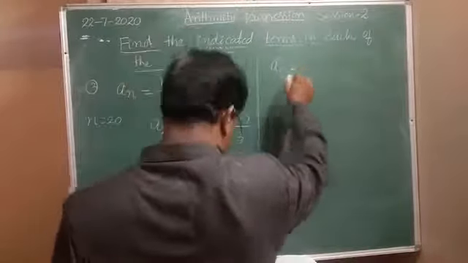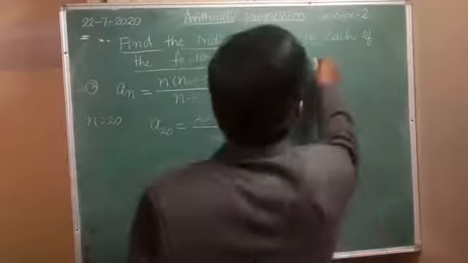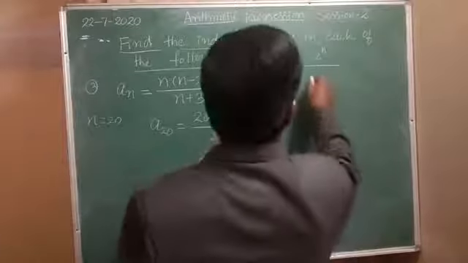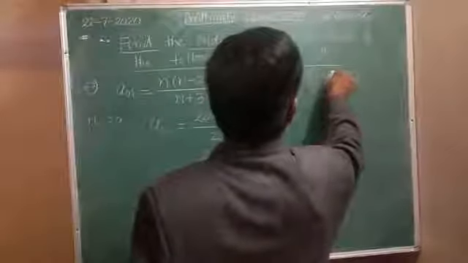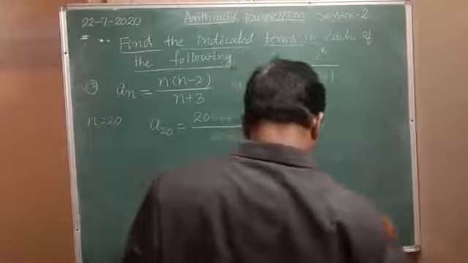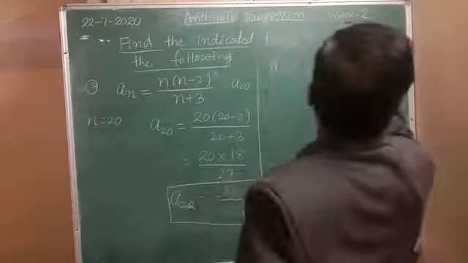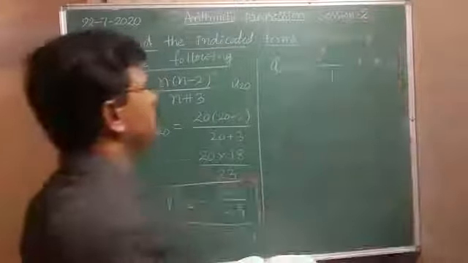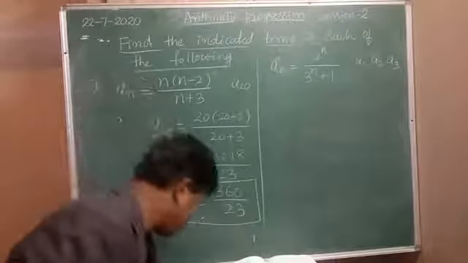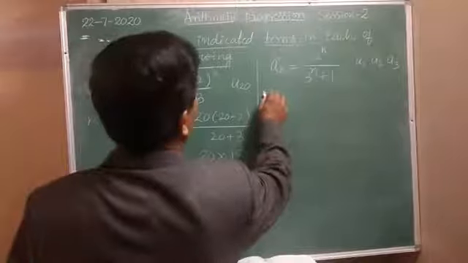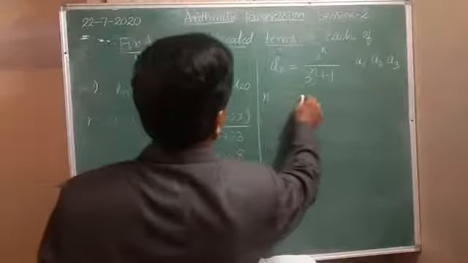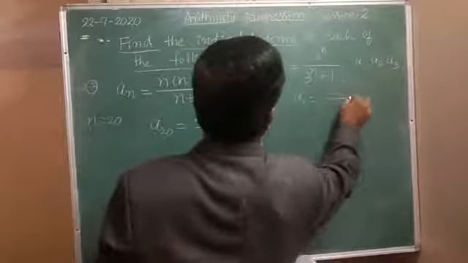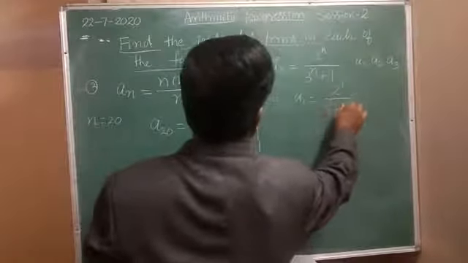An is described by 2 to the power of n by 3 to the power of n plus 1. They asked A1, A2, A3. All the three terms we should find out. Okay. Now simple. n is equal to 1. Then A1 equals 2 to the power of 1 by 3 to the power of 1 plus 1.